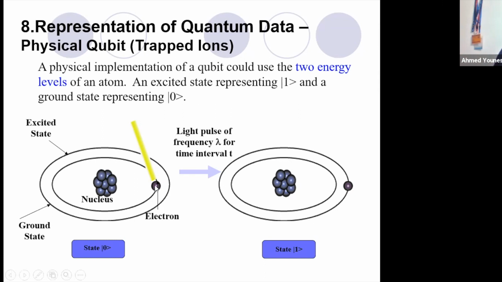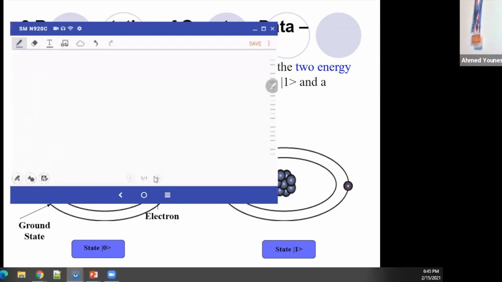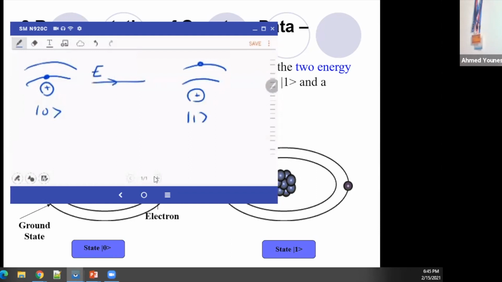So actually, let me show this on my small whiteboard. I think it will be clearer. If we have an electron here, and we have two energy levels, and the electron is in the low energy level, the ground state, we will call this 0. And if the electron is in the upper energy level, we will call this state 1. To move the electron from state 0 to state 1, we need energy, which is the difference between the two energy levels, E1 and E2. So if we shine a laser beam with this energy, it will go.